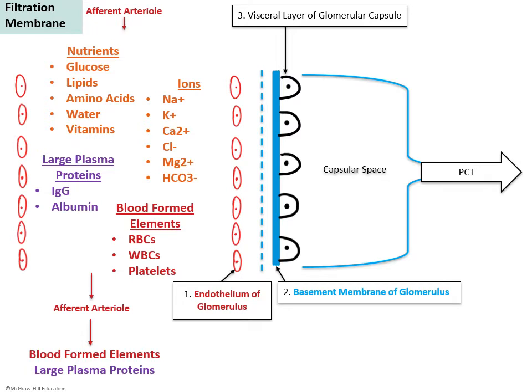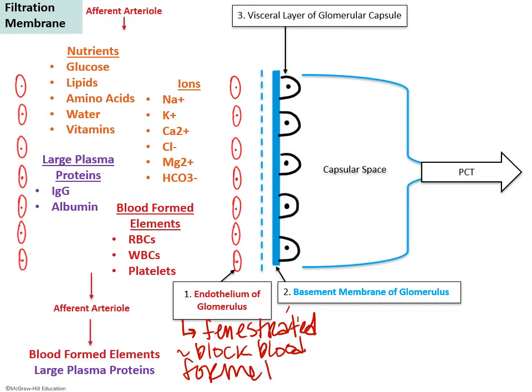Let's go ahead and draw in these specifics on our diagram here. So first, let's talk about the endothelium of our glomerulus. What I want you guys to know about this is that it is fenestrated. So this is going to allow us to block those blood-formed elements.